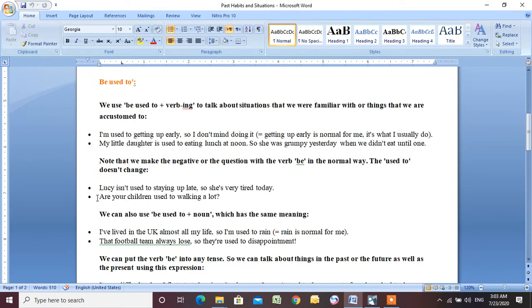The other example, if we want to form a question, again we have to use the helping verb, which is verb to be, am or is or are. Are your children used to walking a lot?